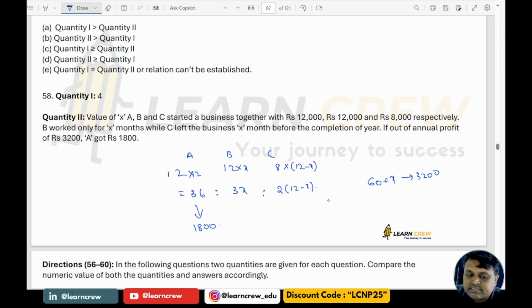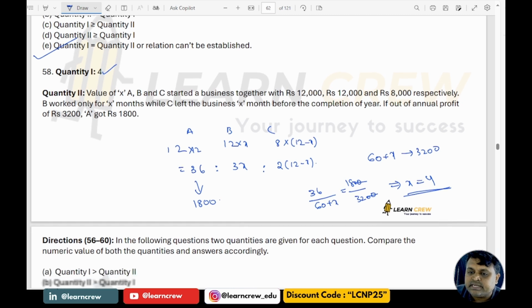So I can say 36 by 60 plus X is equal to 1800 divided by 3200. If I simplify this, what am I going to get? X is equal to, this is 18 2s, this is 32 2s, so X has to be 4. So quantity 1 is 4, quantity 2 is 4. So option E is correct.